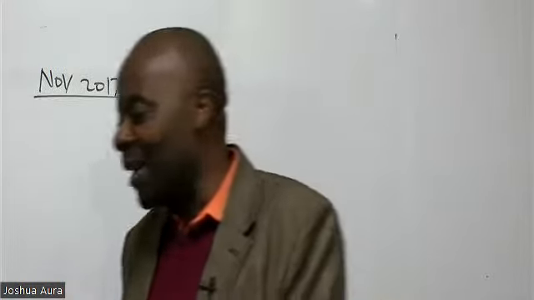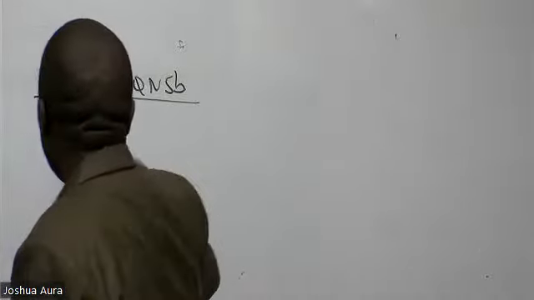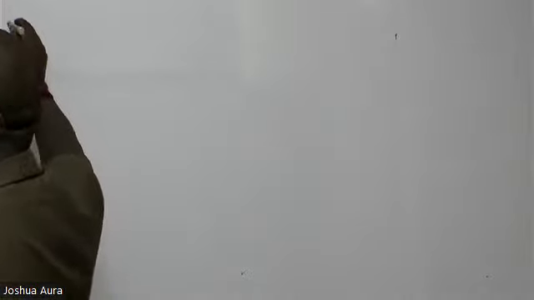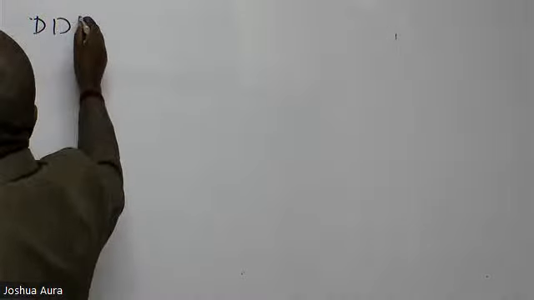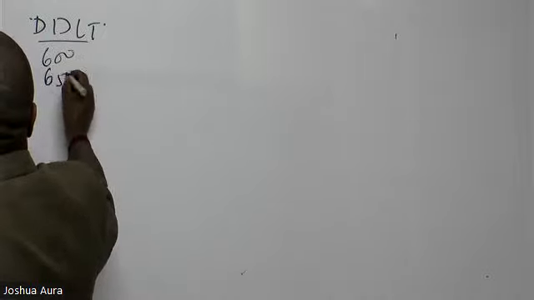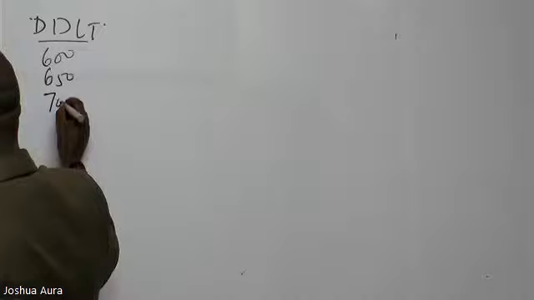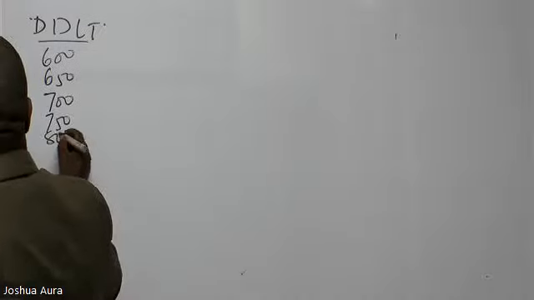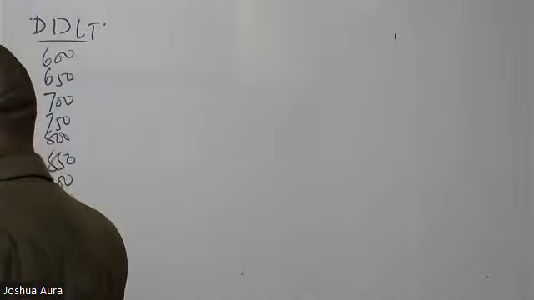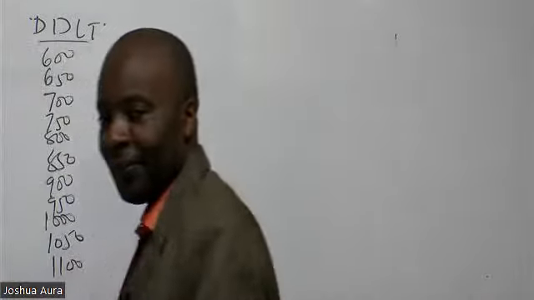What will I do? First of all, I'll copy this column of DDLT, the demand during lead time. Even in an exam you don't need to copy it, but I want to demonstrate something on the board. So it is DDLT, demand during lead time: 600, 650, 700, 750, 800, 850, 900, 950, 1,000, 1050, 1,100.